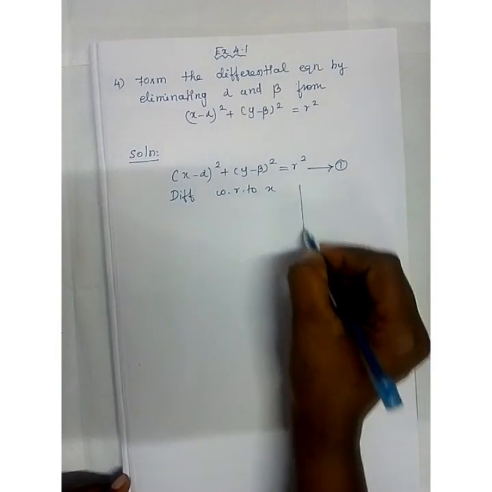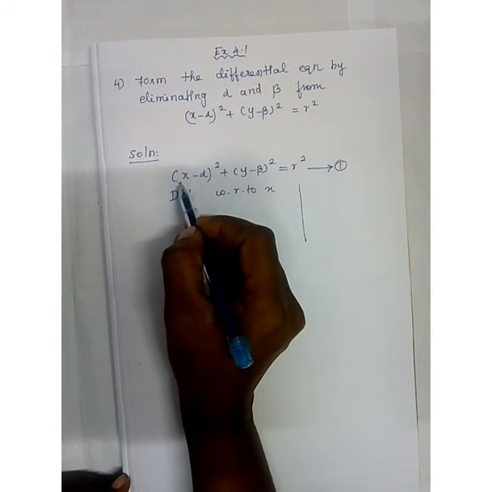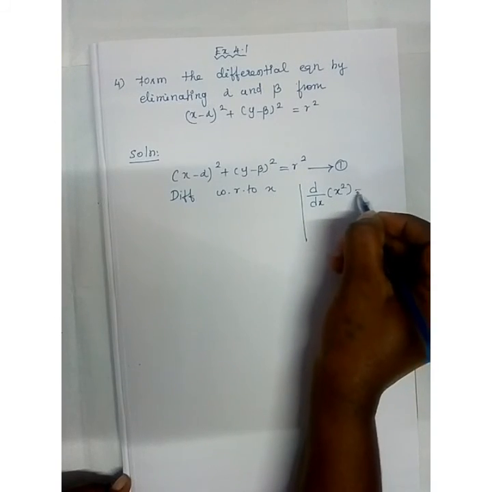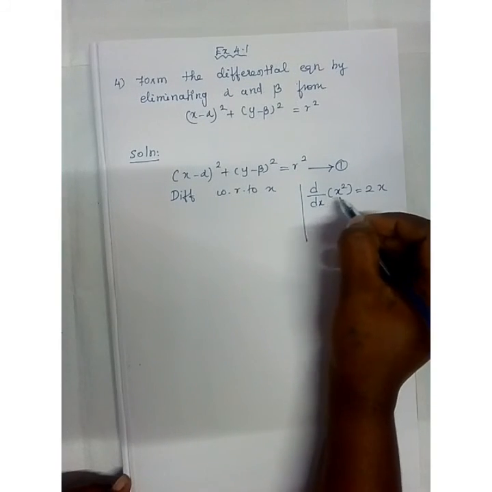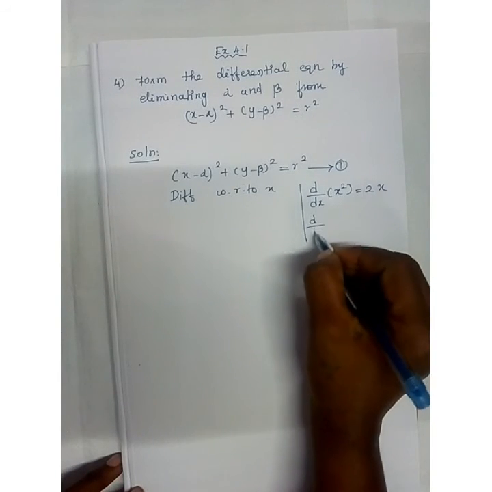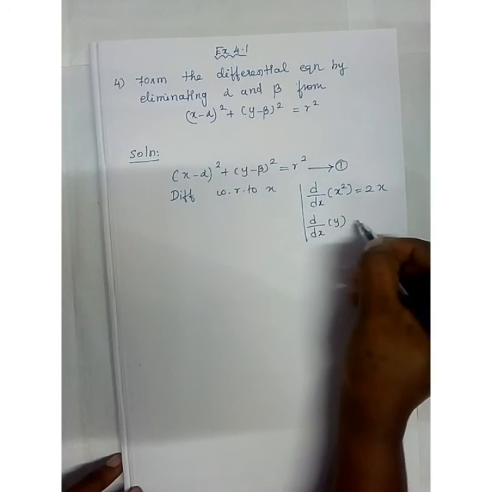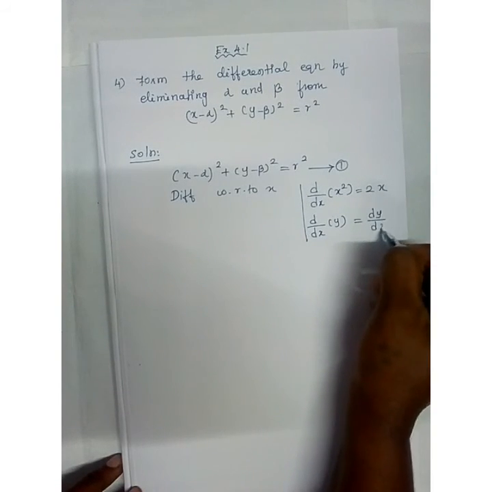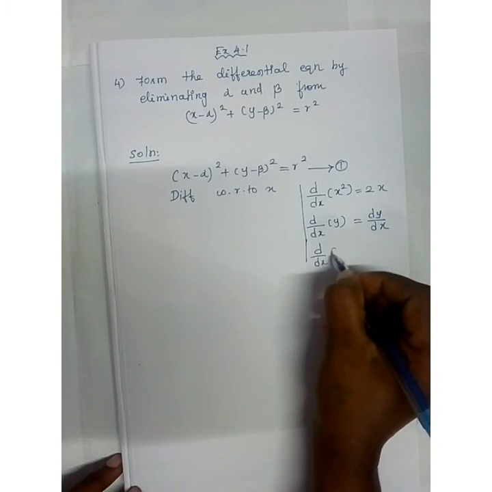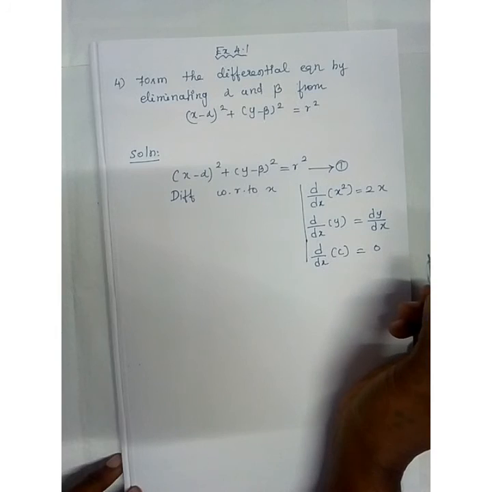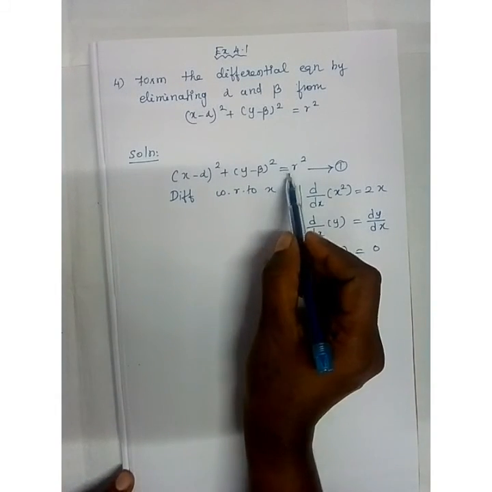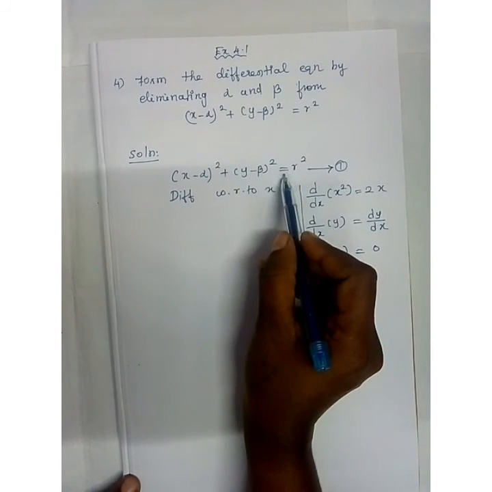Here we have to consider this full term as x. We know that d by dx of x square is equal to 2x, using the d by dx of x power n formula. At the same time, we know that differentiation of y with respect to x gives dy by dx, and differentiation of a constant term is equal to 0. These three things we should know, then only we can differentiate equation 1. Okay, let us see how to differentiate.